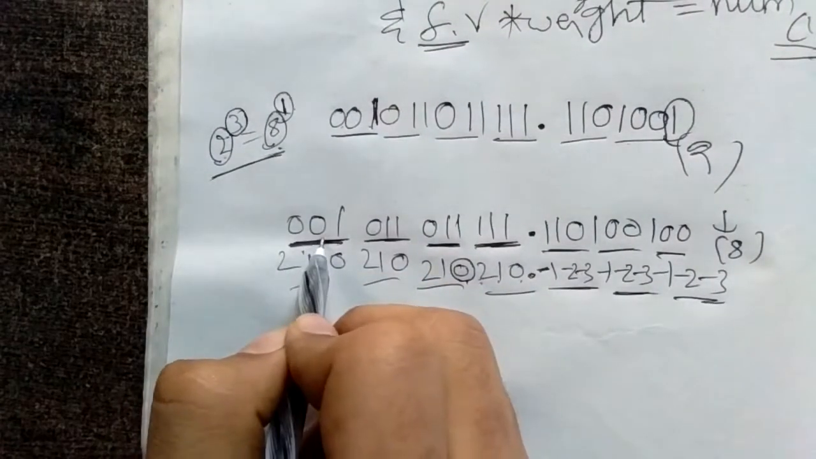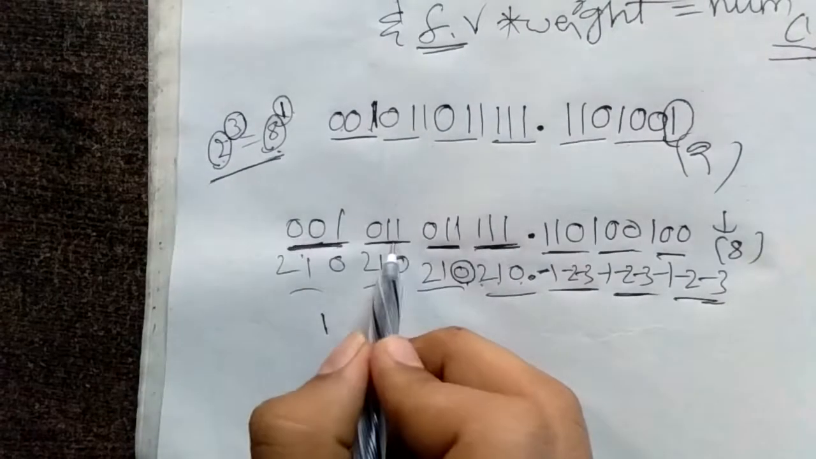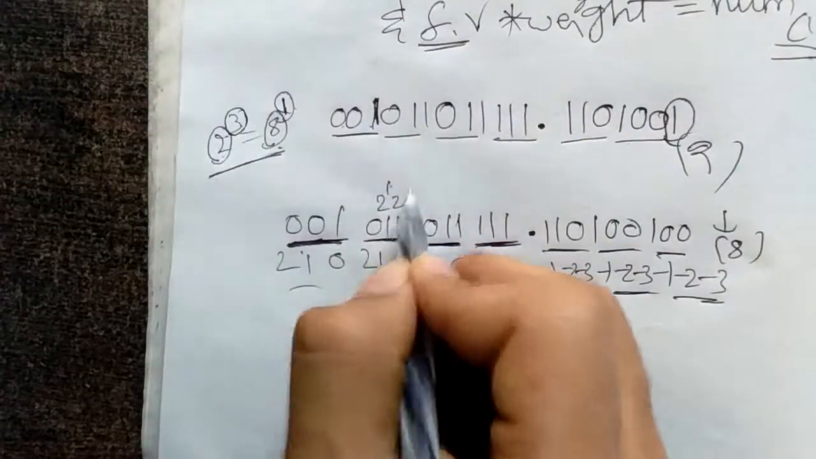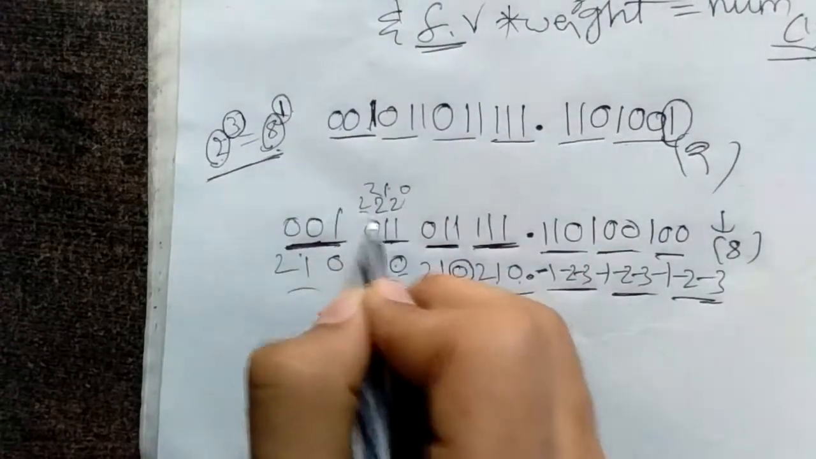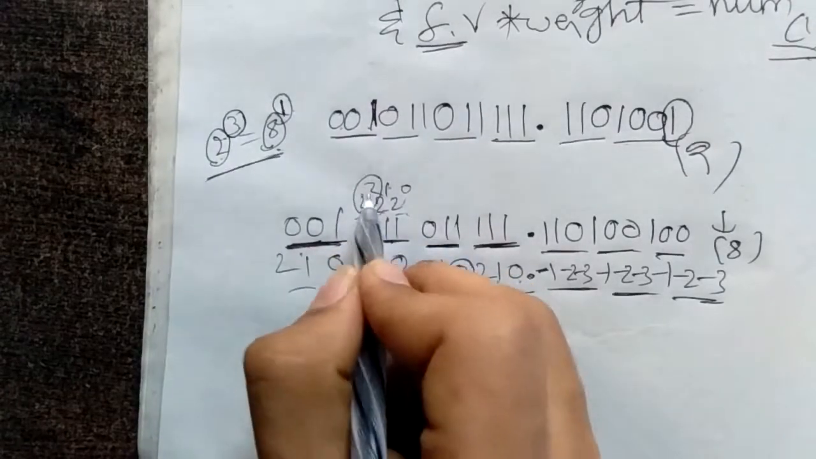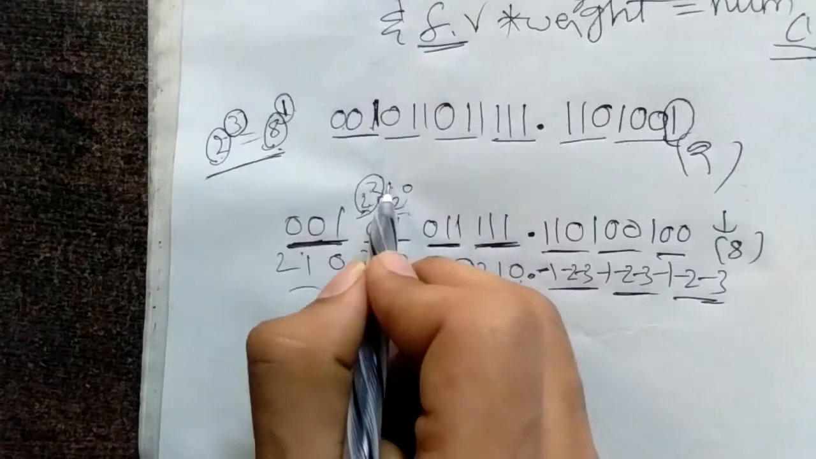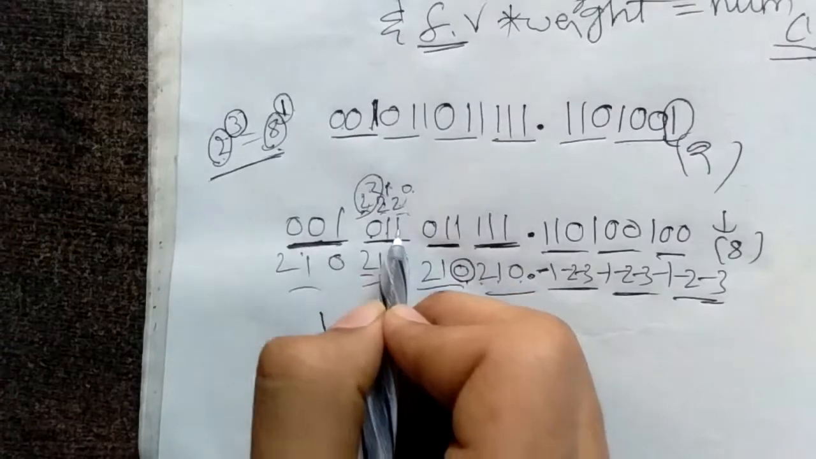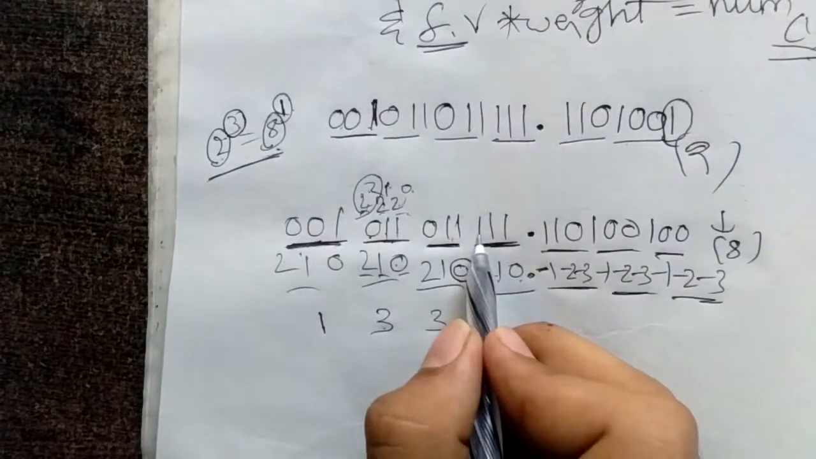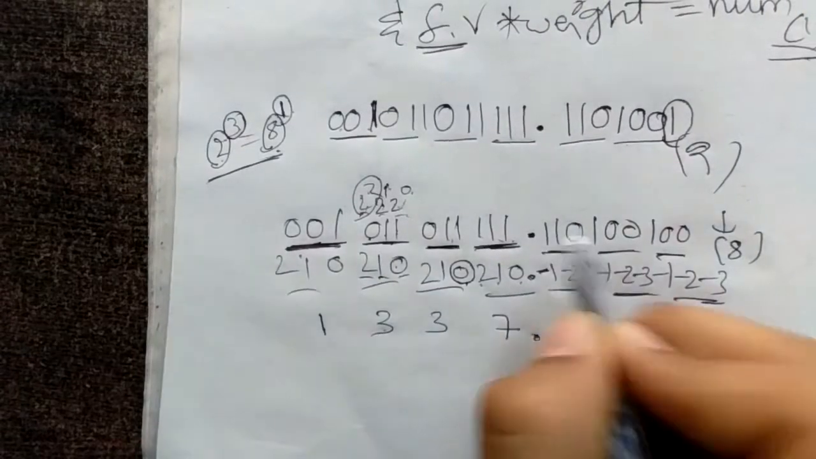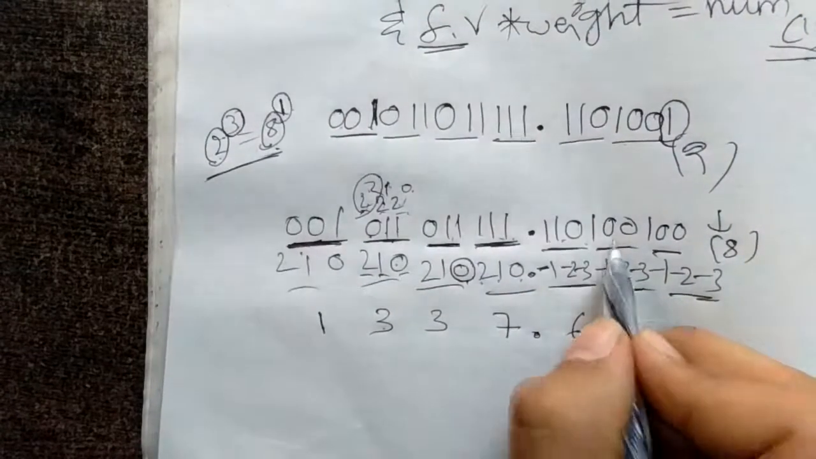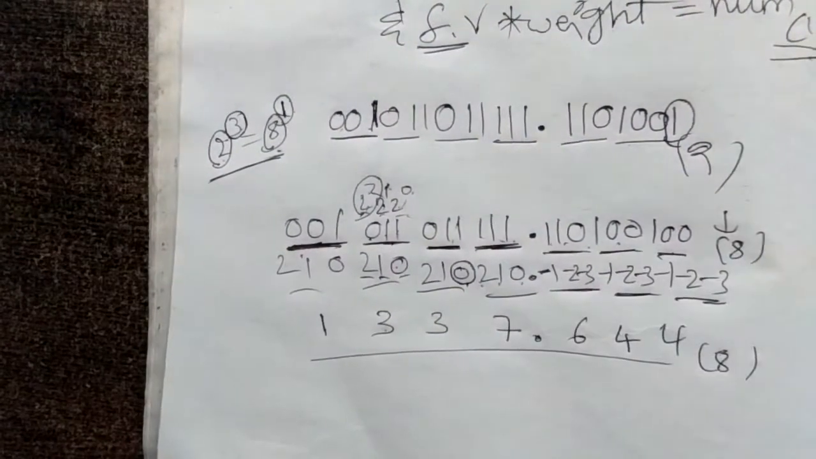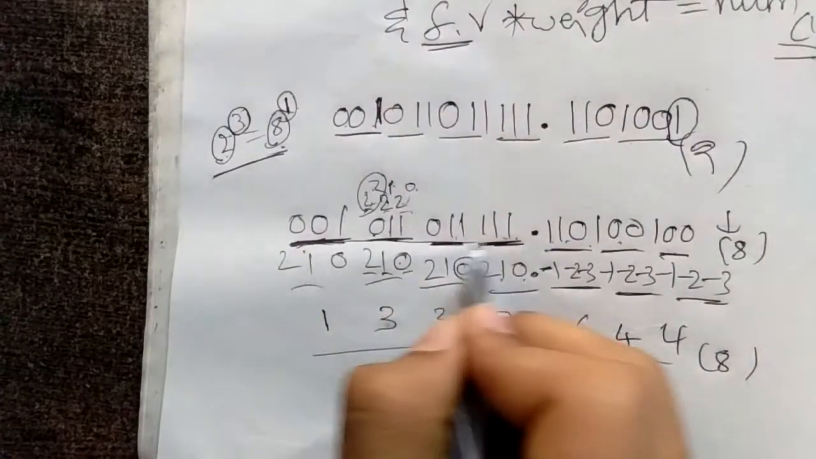So 0 1 1, if you convert it into decimal, you are going to get 3. You can calculate and see. This is 2 raised to the power of 2, 2 raised to the power of 1, 2 raised to the power of 0. 2 power 2 is 4, 4 into 0 is 0; 2 power 1 is 2, 2 into 1 is 2; plus 2 power 0 is 1, so 2 plus 1 is your 3. Again 0 1 1 is 3, triple 1 is your 7, point, 1 1 0 is your 6, 1 0 0 is 4, 1 0 0 is 4.